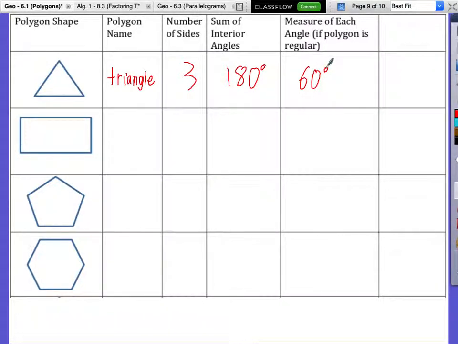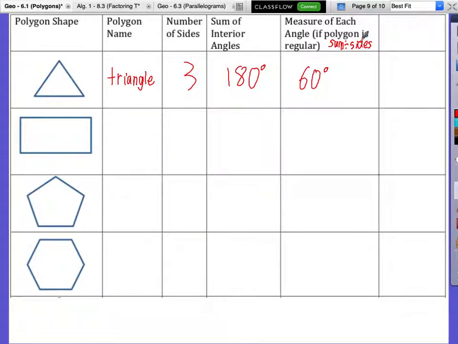Okay, we could take the sum divided by the number of angles, which is going to be the same as the number of sides, right? Because there's 3 sides, there's 3 angles. Just like here, there's 4 sides, there's 4 angles. So you can take the sum divided by the number of sides and get each one. So maybe write that little note here: take sum divided by number of sides to get this. And we'll fill in the last one later.